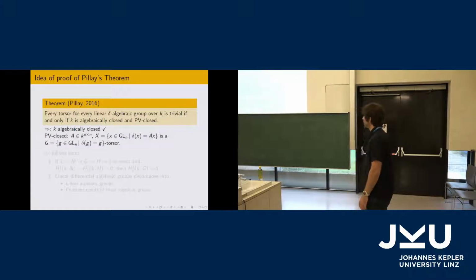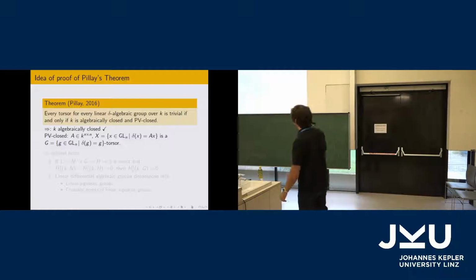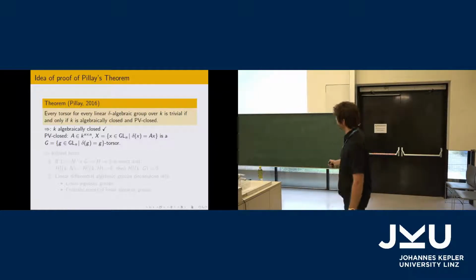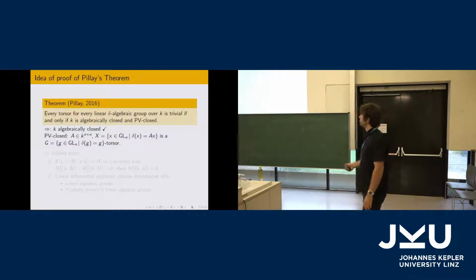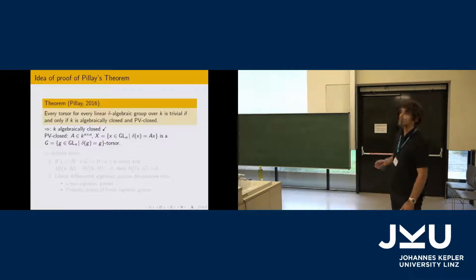And to see that it has to be Picard-Vessiot closed, you can just look at a very particular differential algebraic group. You look at all the invertible matrices whose entries are constant. This is a linear differential algebraic group, a subgroup of GL_n defined by differential equations. Then, for a given matrix A, you look at all the solutions of the linear differential equation, and this is actually a torsor for that group.